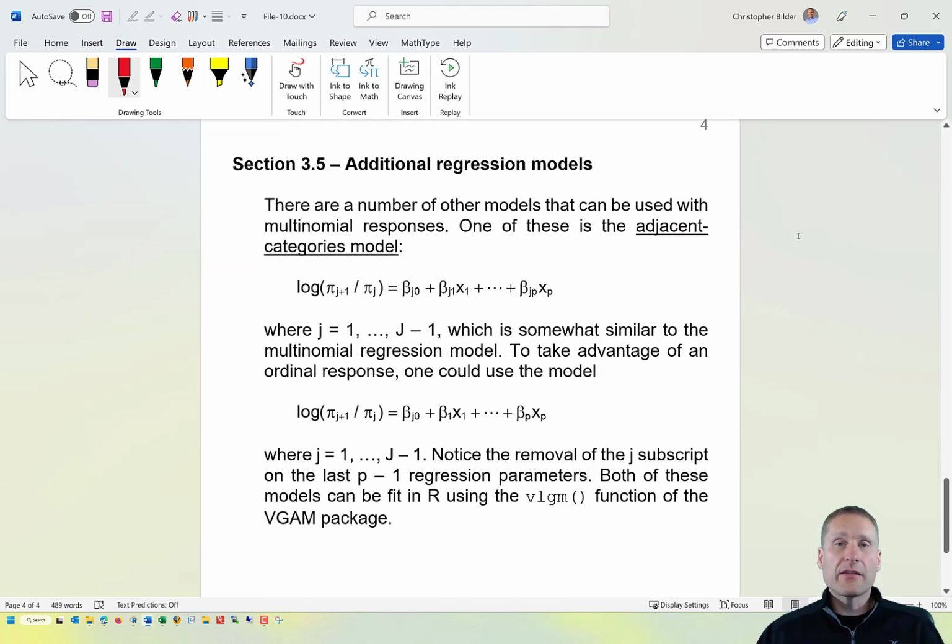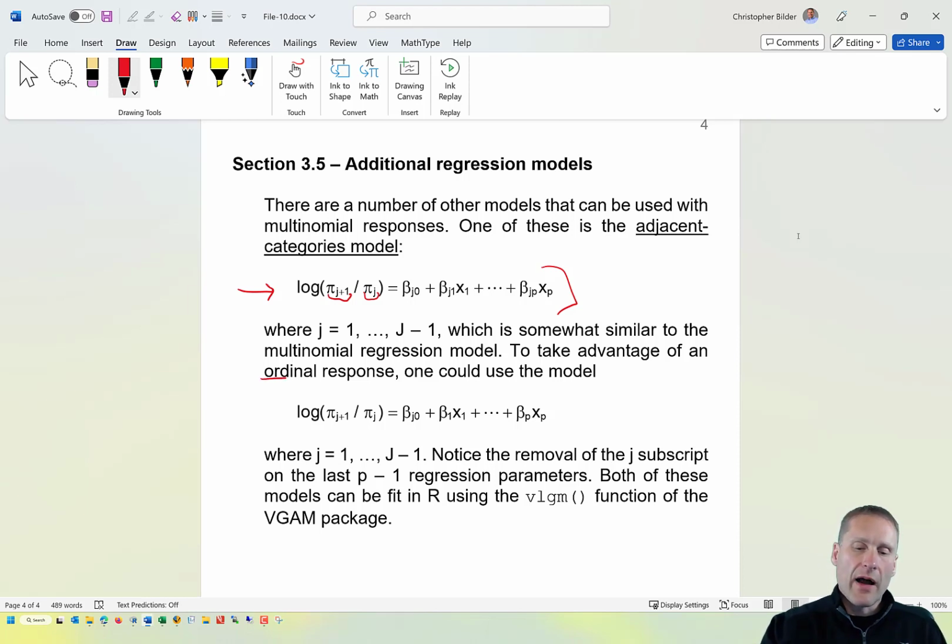Now, there are other kinds of regression models for multi-category responses. In chapter 3 here, I focus on the two most prevalently used models. But another model that could be used could be formed like this. This is called an adjacent categories model, where I have the log of pi sub j plus 1 divided by pi sub j on the left side. Notice how category j and category j plus 1 of Y are adjacent categories. So that's where this name comes from. And in fact, this has much of the same look to it as what we had with a multinomial regression model.